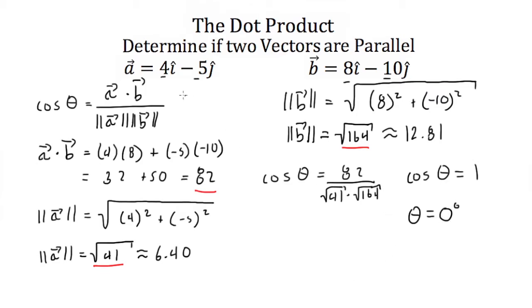Well, if the angle between these two vectors is 0, then they must be laying on top of each other. So if the dot product is ever equal to the two magnitudes multiplied together, then your two vectors are parallel. Or if you calculate the angle between, and that angle comes out to be 0, you can also say that your two vectors are parallel.